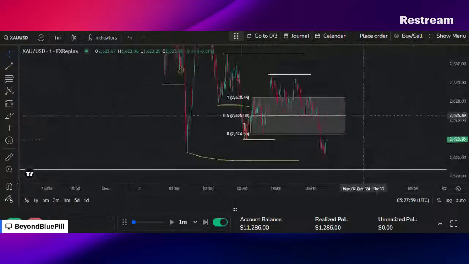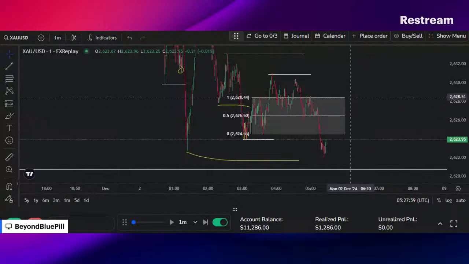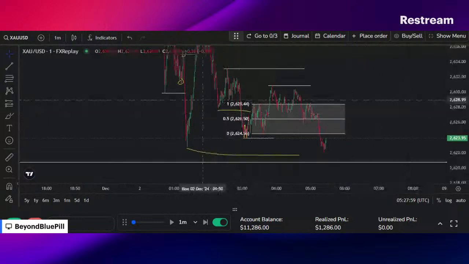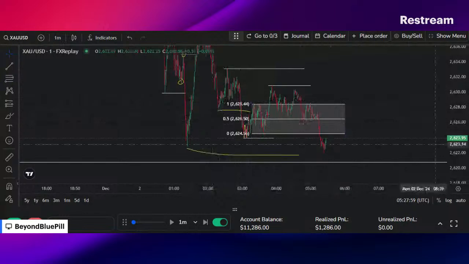Six trades and no loss. Right. That's how accurate DTFX is. So let me explain this trade real quick. Very easy trade. Very easy trade.